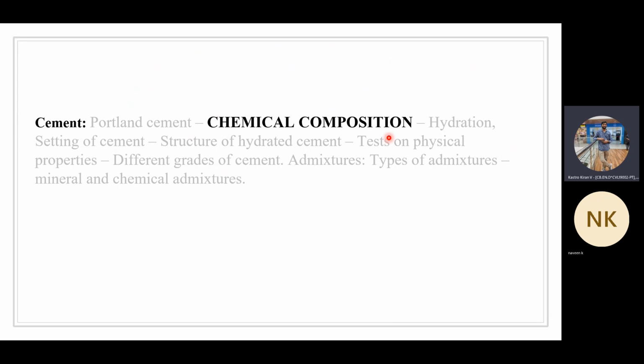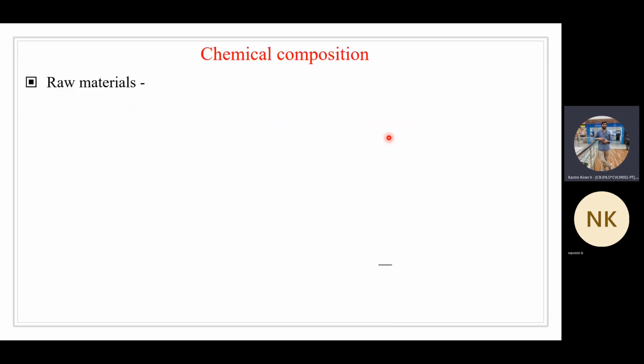If you take the chemical composition of the cement, basically the raw materials which we use are lime, silica, alumina, and iron. These are the major raw materials. That is, calcareous materials and argillaceous materials. Calcareous materials such as limestone and chalk, and argillaceous materials such as clay and shale. But keeping them aside, the major raw materials used for cement manufacturing are limestone, that is lime, silica, alumina, and iron oxide. These are the four major raw materials.